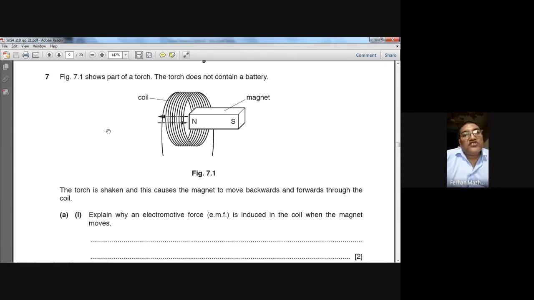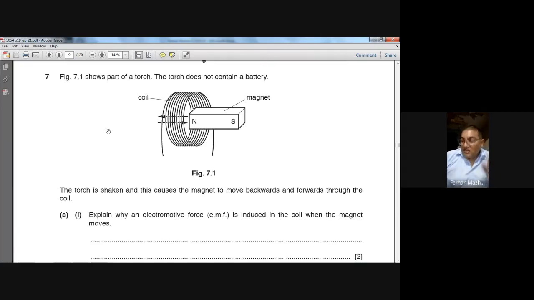Figure 7.1 shows part of a torch. The torch does not contain a battery. The torch is shaken, and this causes the magnet to move backwards and forwards through the coil. Explain why an electromotive force (EMF) is induced in the coil when the magnet moves.